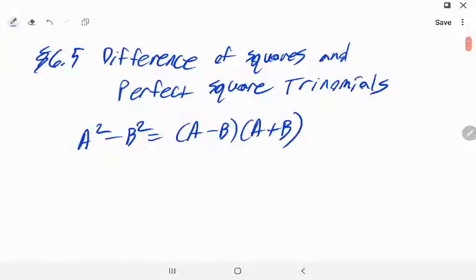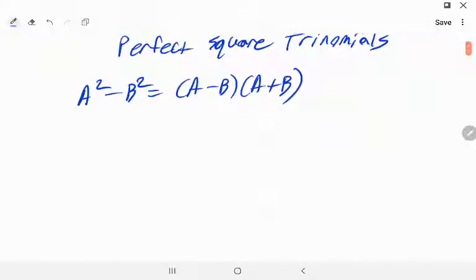Section 6.5 is on difference of squares and perfect square trinomials. We've talked about these in the past. We noticed that if you have a squared minus b squared, that is the result of taking the quantity a minus b times the quantity a plus b. And so this makes difference of squares really easy to factor.